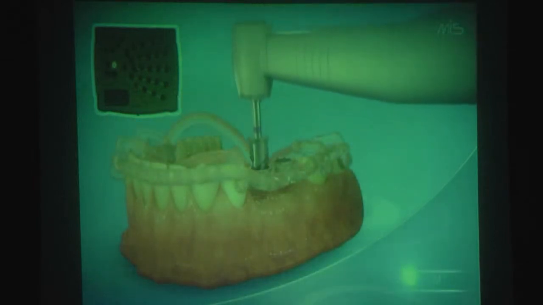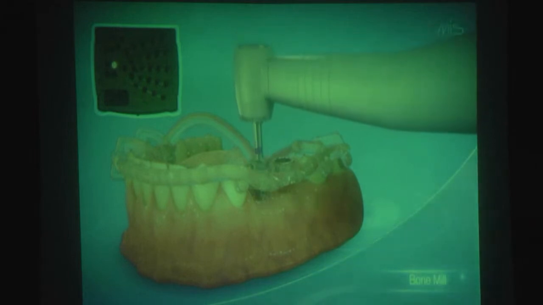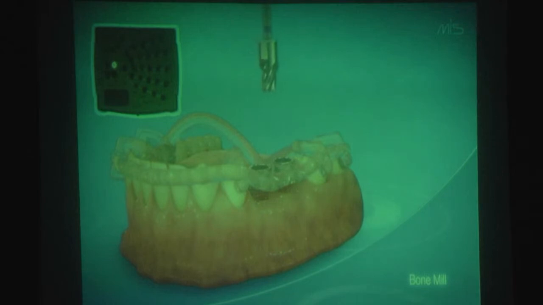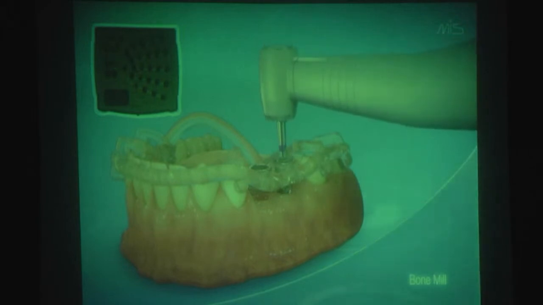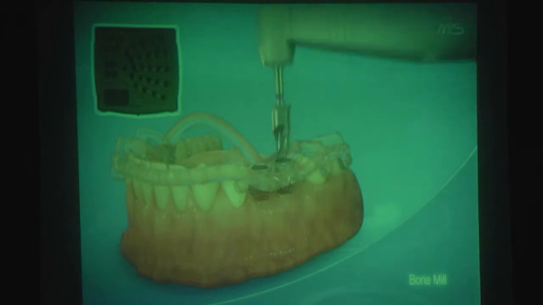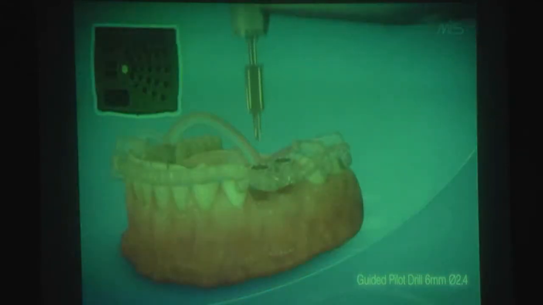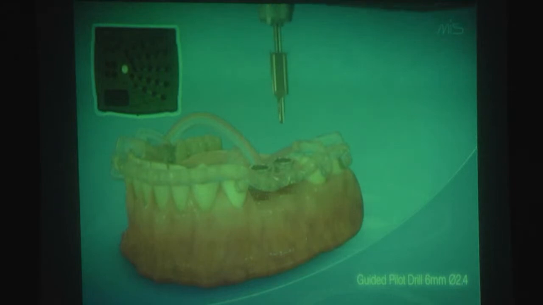Now this is the bone milling instrument. Sometimes we have some irregularities on top of the bone surface, and we have to flatten and smooth it. We have to gain a smooth surface to place an implant, and this is the first drill with 6 millimeters, and it's over. And again, we have to follow the protocol.